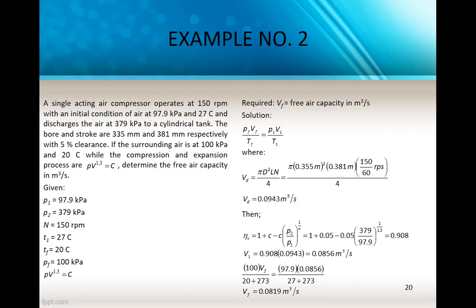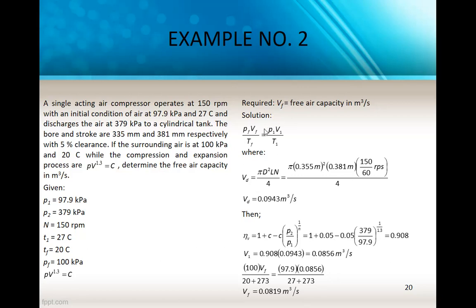Envelope G pala, compressor del refrigerant. Okay. So, this is N sub B is equal to 1 plus C minus C times P2 over P1 exponent 1 over N, or 1 plus 0.05 minus 0.05 times 379 over 97.9 exponent 1 over 1.3, is 0.908. So B sub 1 is equal to 0.908 times 0.0943 is 0.0856 cubic meter.